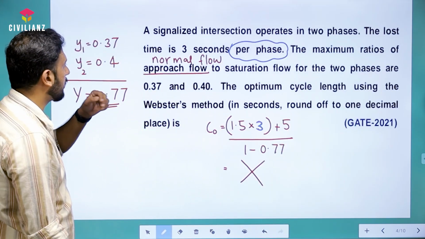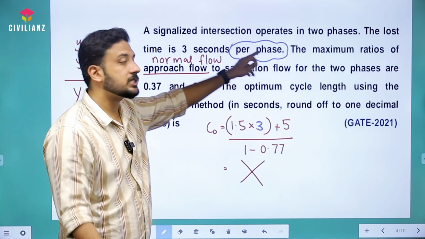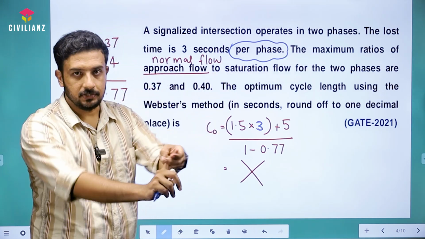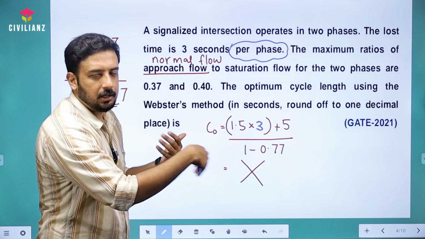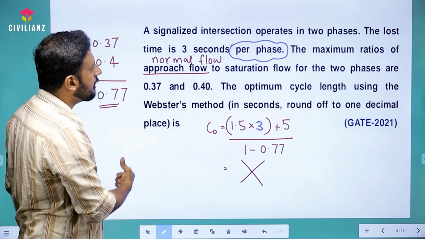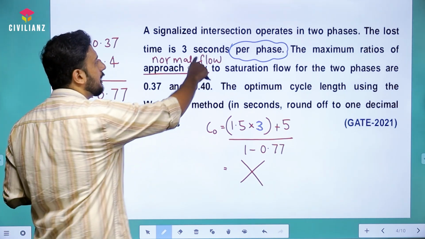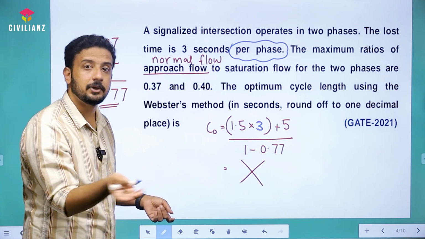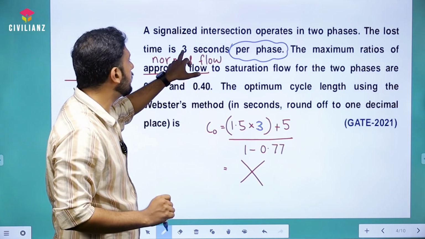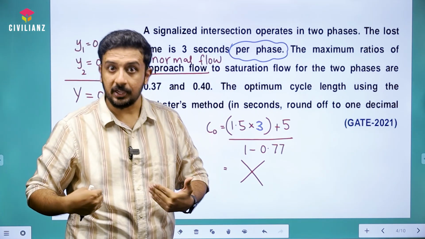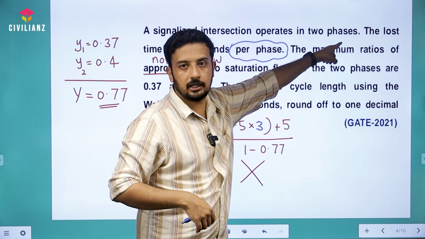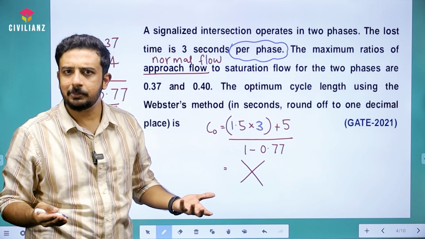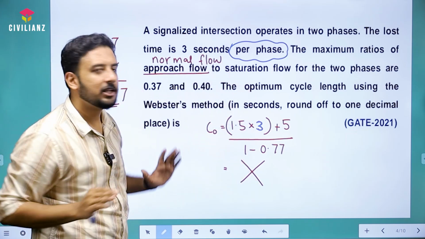Now coming back to this question. The lost time is 3 seconds per phase. In total, how many phases are there? 2 phases, which means the last figure which we have drawn, right? So in the first phase, we are having a loss of 3 seconds. In the second phase also, how much will we have? Again 3 seconds. What they told is 3 seconds per phase.